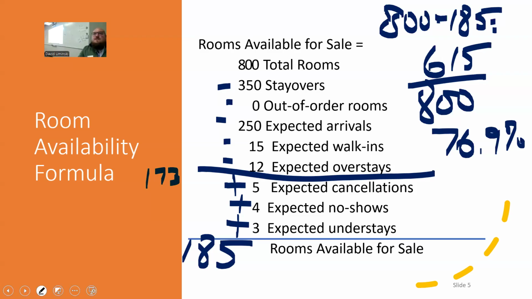Right? So we start with our 800 rooms. We end up with 185 rooms available for sale. So that means 615 are occupied or projected and forecasted to be occupied. So that's an occupancy of 76.9%. Okay, questions, comments, concerns about how we get those numbers?